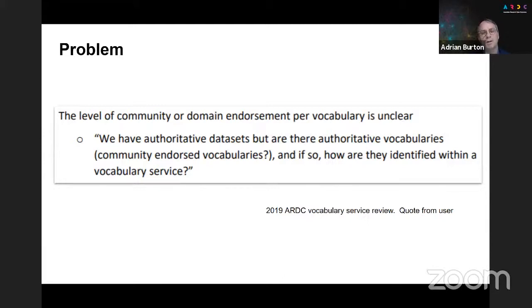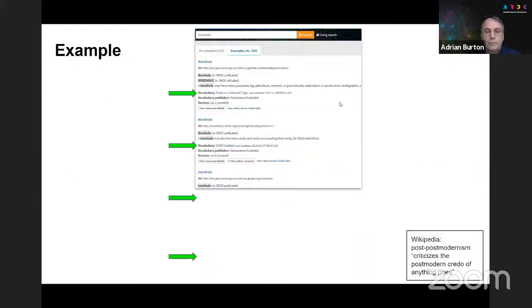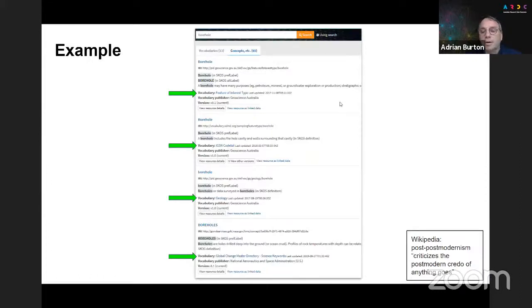People were saying it wasn't clear whether there is such a thing as an authoritative data set. How do we know if there's an authoritative vocabulary in a particular area? If there is, how is it identified within the service? There's the example that Leslie was talking about, that you could find boreholes, and here we've got three different definitions of borehole from the same organization. We also have vocabularies from different organizations as well.